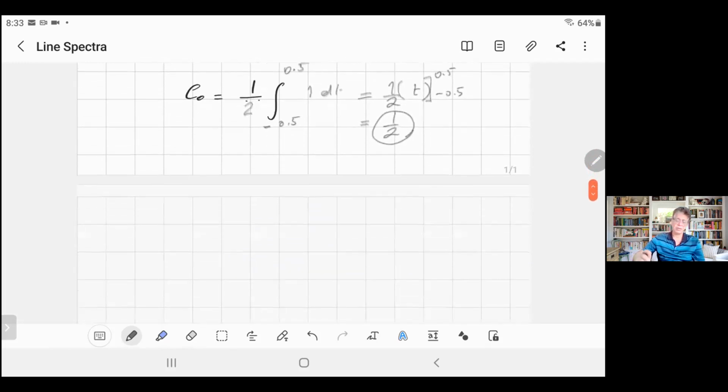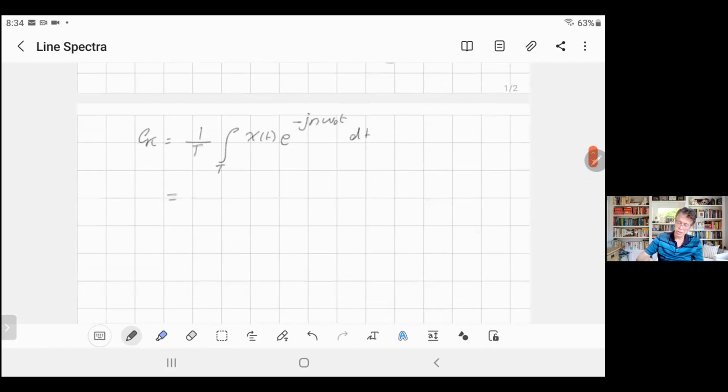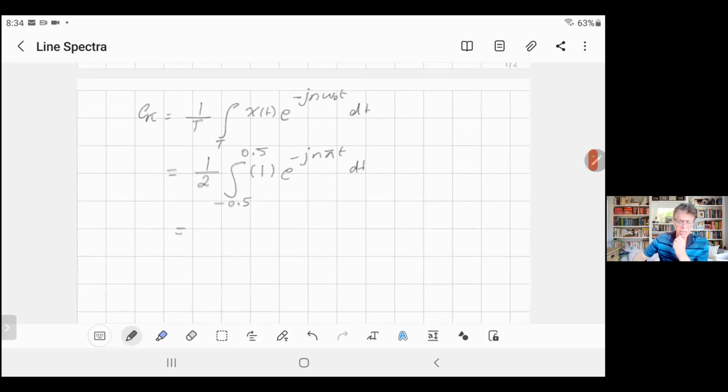Then you start to get CK. That's very important. The formula for CK is equal to 1 over T, integration over T, of x(t) e to the power minus j n omega naught t dt. Let's substitute in this equation: 1 over T, T is equal to 2, and I'm taking the same limits, minus 0.5 to 0.5, and x of t is equal to 1 times e to the minus j n, and omega naught is equal to pi, t dt.